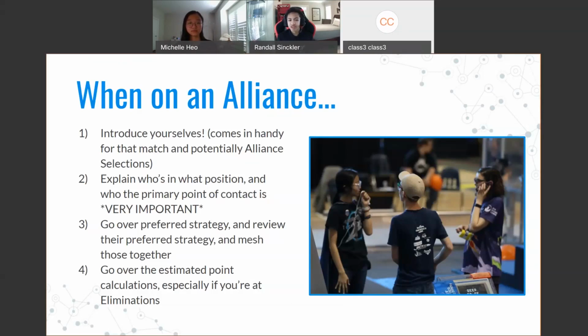Like mentioned previously, talk about strategy, like what your optimistic strategy is, and ask them what theirs is, and combine them to make one big strategy. And if you're in the position where you have enough time to do point calculations, you should do that too, because like mentioned before, these calculations can help you figure out what else you need to do to secure victory.